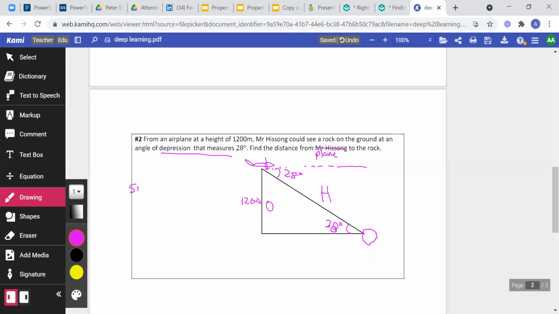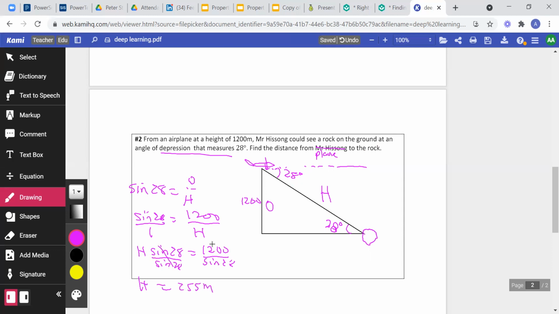So we're going to use sine again, sine 28, which is O over h. O this time around is 1200 and h is unknown. So you write this over 1, cross multiply. You're going to have h sine 28 equals 1200 times 1, which remains 1200. Then you divide both sides by sine 28. Then h becomes 1200 divided by sine 28, which is 2556 meters.